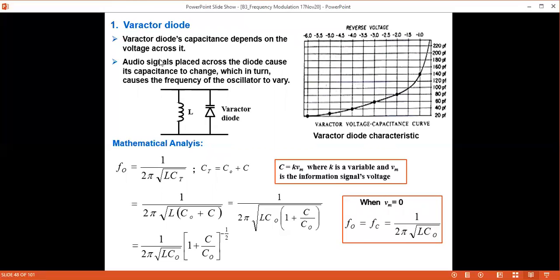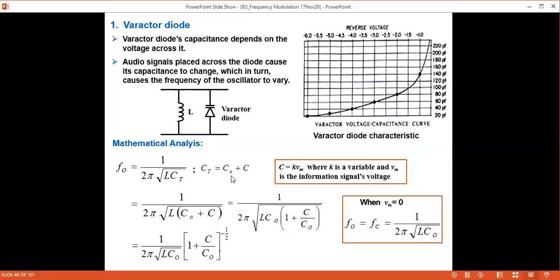Okay, so we know that capacitance is a function of our frequency. So if we put input such as audio signals across this diode, it can cause the capacitance to change, and accordingly our frequency of our oscillator will also change. The output of FO here is our output frequency, and so the output is equal to 1 over 2 pi square root of LCT, where this CT is equal to C naught plus C.